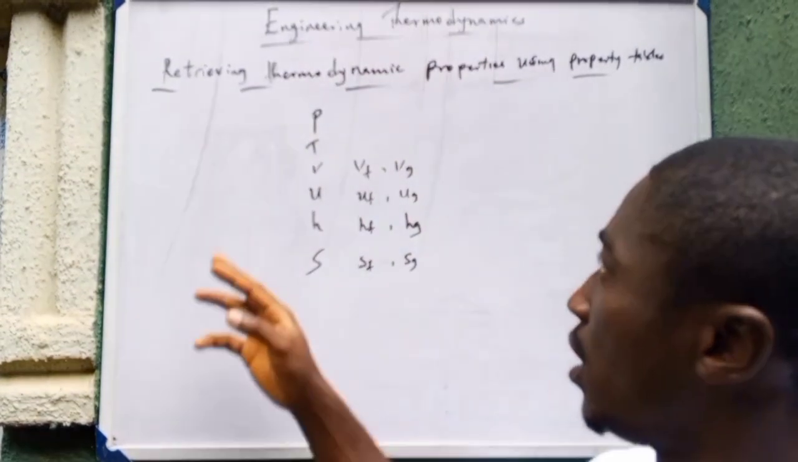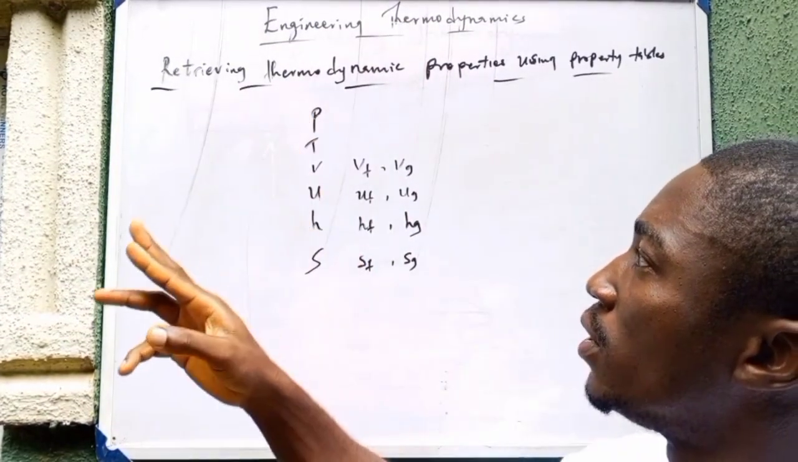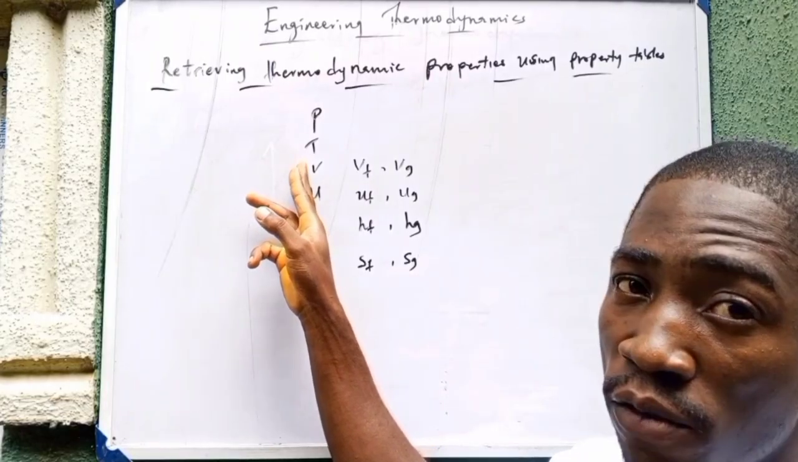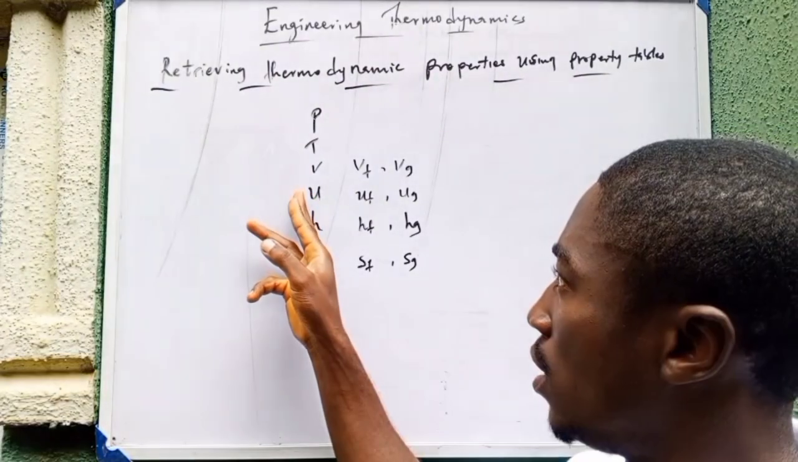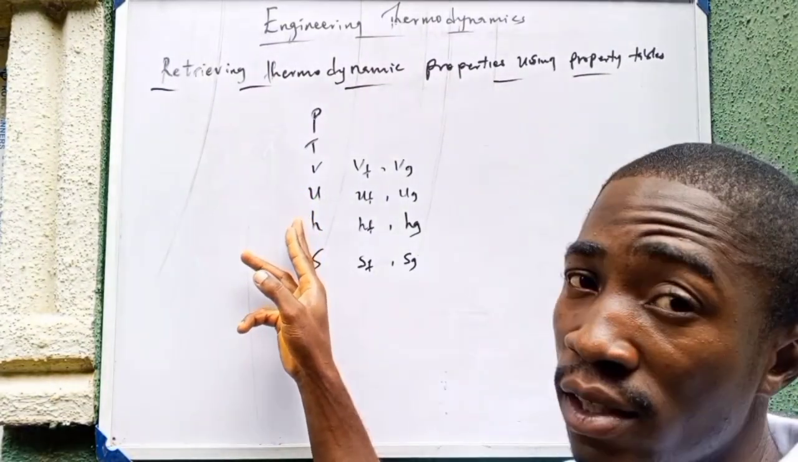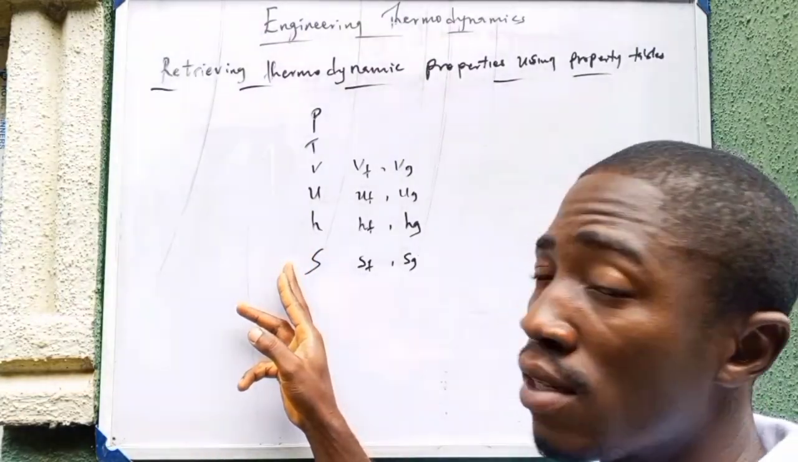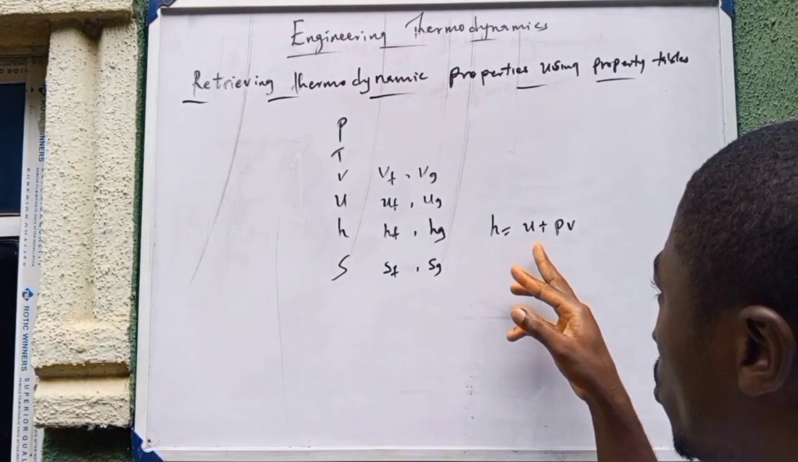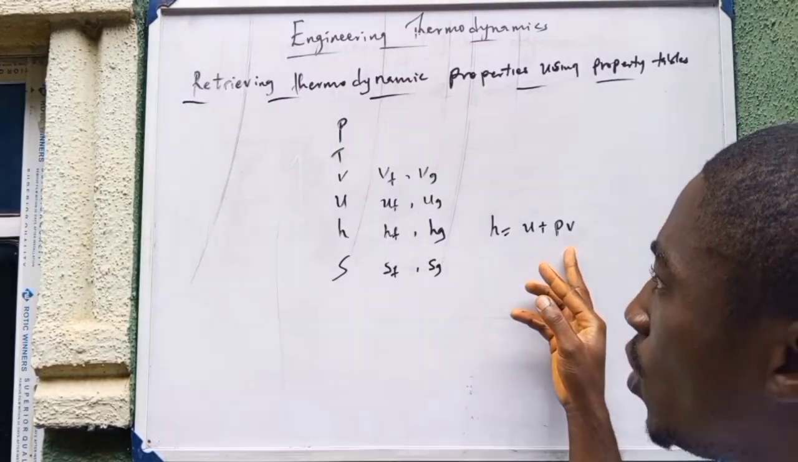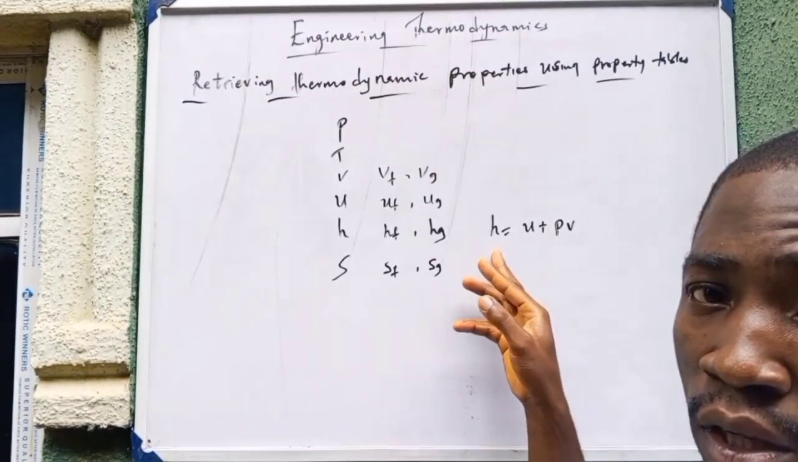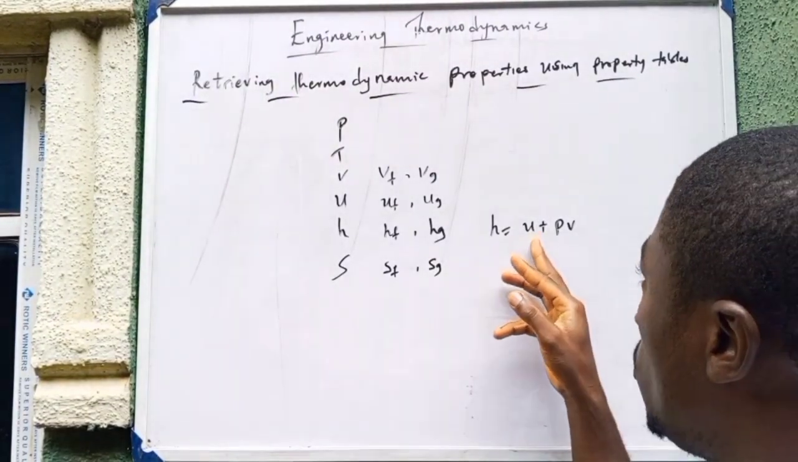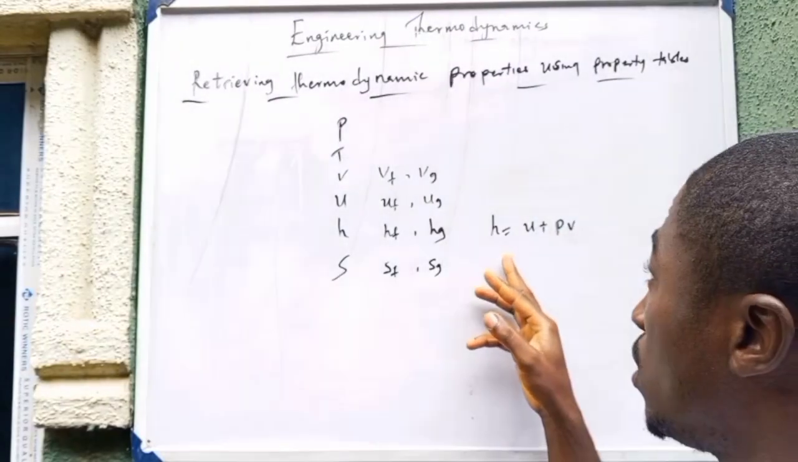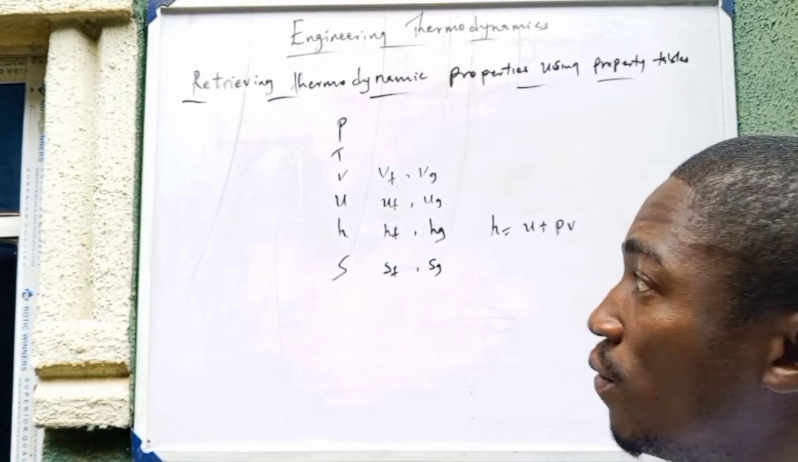So for the pressure, we have the symbol P. For the temperature, we have T. For specific volume, we have small v. Then we have U for internal energy, H for enthalpy, and S for entropy. So I want you to note that H is equal to U plus PV. So where you are not given H in the property table and you have U, you have P, you have V, you can simply get your H by using this formula.